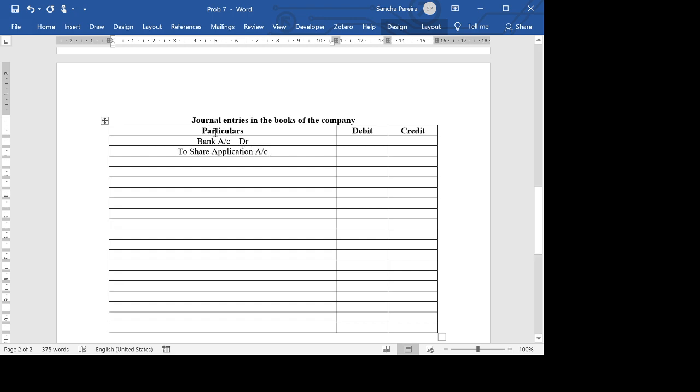Now the question is how much has been received? We're saying bank account debit to share application account. How much has been received? So we need to do that calculation of how much has been received.